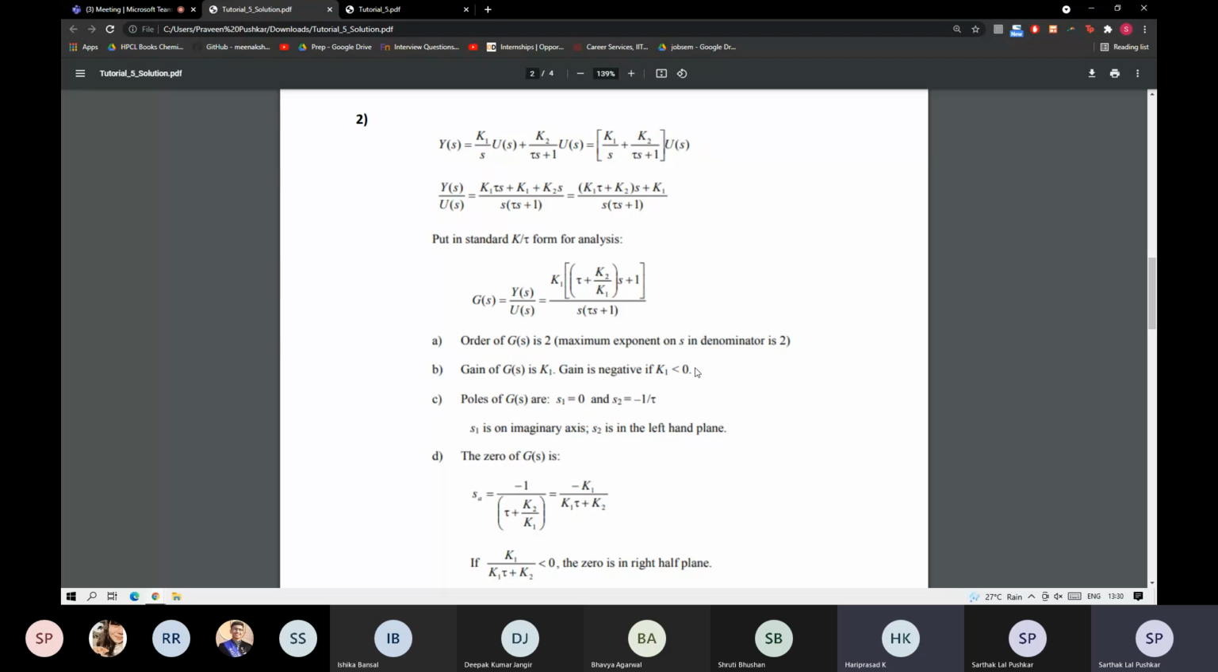So let's say k1 into tau 1 s plus 1 divided by tau 2 s plus 1. Okay, this is the standard form, correct? Is it not? Yes, sir. Then substitute s equal to 0, what will you get? K1 by K2.